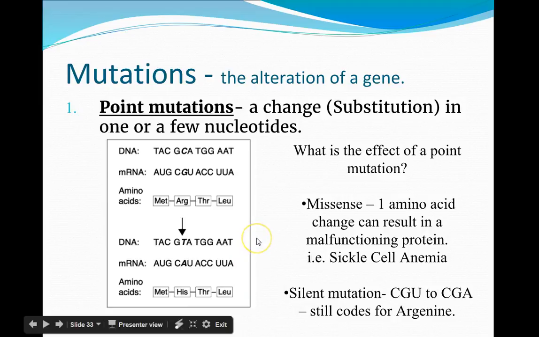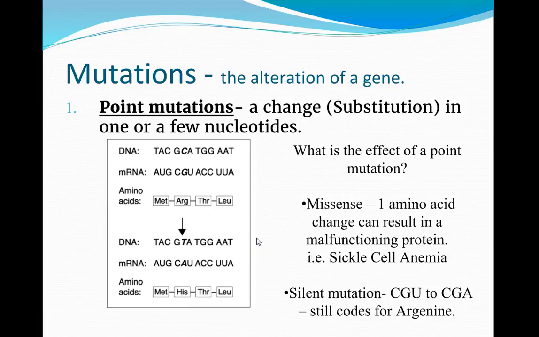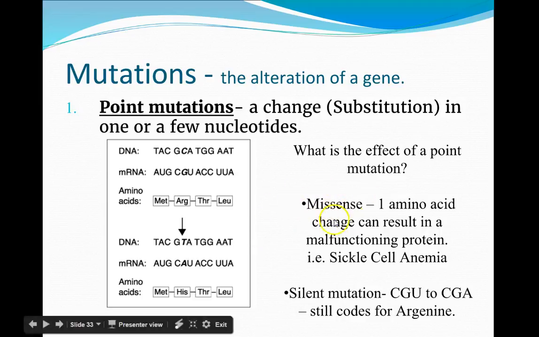And when you have a change like this, it's not going to stop the production of that protein. The protein is still going to be produced, but the effect is that it's going to create a lot of missense. So we've sometimes referred to a point mutation as a missense protein because you have one amino acid different and it could affect how that protein functions.